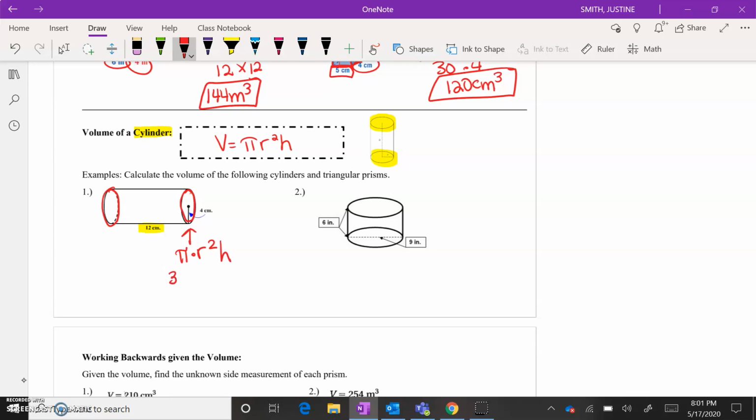I'm going to put in 3.14 for pi times my radius, which is 4, so 4 squared, times the height, which again is the distance between these two bases, 12. You can go ahead and type all of that into your calculator. Make sure you're using 3.14 and not the pi button. And make sure when you're doing 4, you're squaring it. Do not multiply it by 2. You should get 602.88 centimeters cubed.